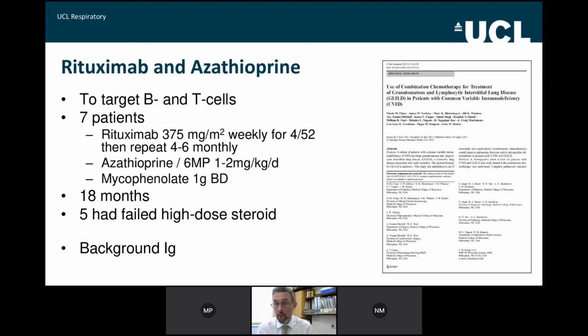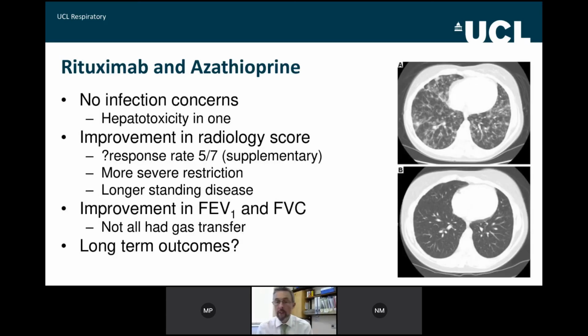And there is evidence for this combination chemotherapy approach, again, a classic paper here by Jack Rouse and colleagues, providing evidence that targeting both T and B cells may be associated with the best outcomes. Again, it's a small trial, and many of these patients had already failed existing treatments, so we need to interpret the data in the light of that. And again, some more data here on rituximab and azathioprine, illustrating the changes that you can see in CT scan.